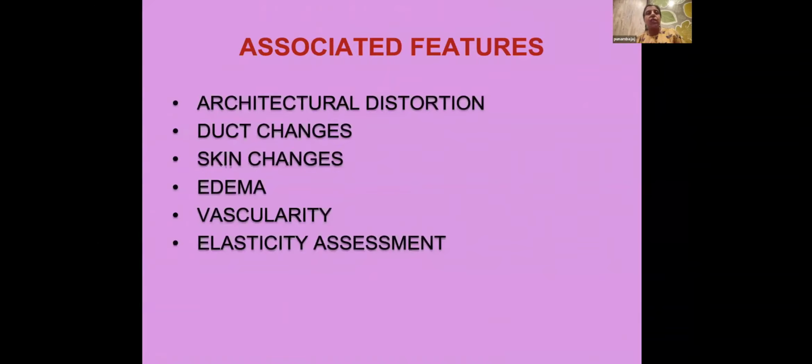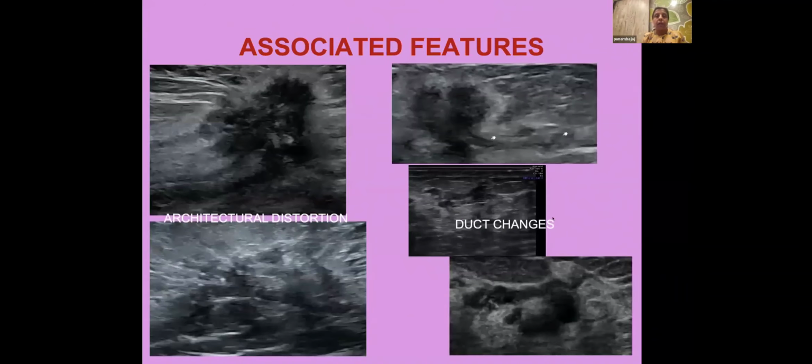After that, there is a category of associated features in the BI-RADS atlas. Now let's go through each of these one by one, and these must be looked for as well as commented upon if they are present. So the first is architectural distortion. Now I understand that you know what architectural distortion looks like on a mammogram, but what does it look like on an ultrasound? For the longest time, I was confused.